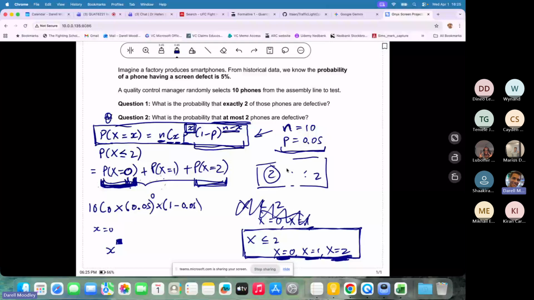Which is this button here for the exponent. n minus x, which is our 10 minus 0. And then you're going to hit equals. Okay, and the value you should get for this part is 0.5987.